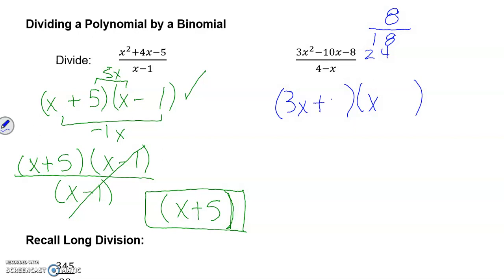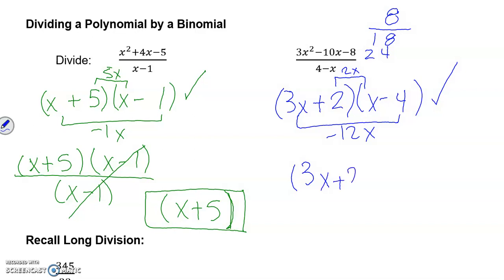So let's try that out. Positive 2 and a negative 4. So up here I'm left with 2x. And down here I'm left with negative 12x. So negative 12x plus 2x does in fact equal negative 10x. Okay? If you didn't get that the first time, try again until you get factor pairs that work. So I'm going to change my numerator now to 3x plus 2 and x minus 4 divided by 4 minus x on the bottom.